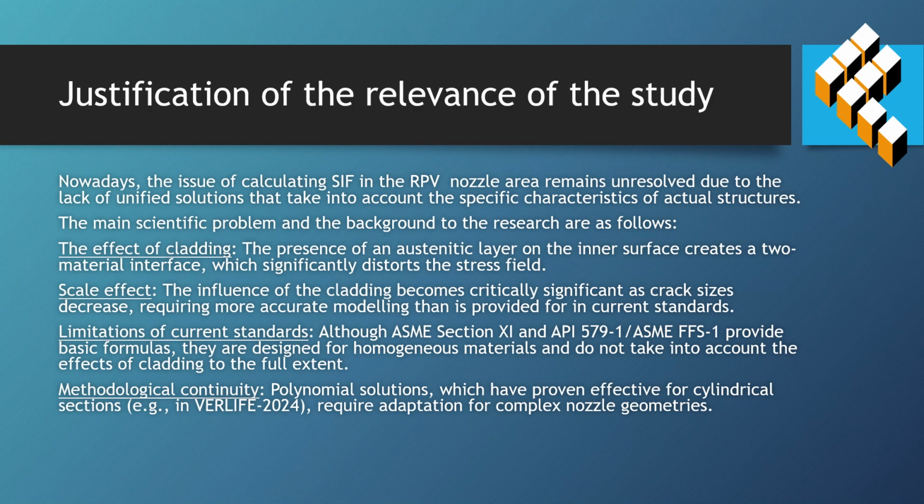The main specific problem and the background to the research are as follows. The presence of an austenitic layer on the inner surface creates a two-material interface, which significantly distorts the stress field. The cladding effect increases significantly as the crack size decreases. This requires more specific modeling than is currently offered by standard codes. Current codes are designed for homogeneous material and do not take into account the effect of cladding. Polynomial methods work well for a simple cylinder. We won't adopt this method for the complex shape of a nozzle.